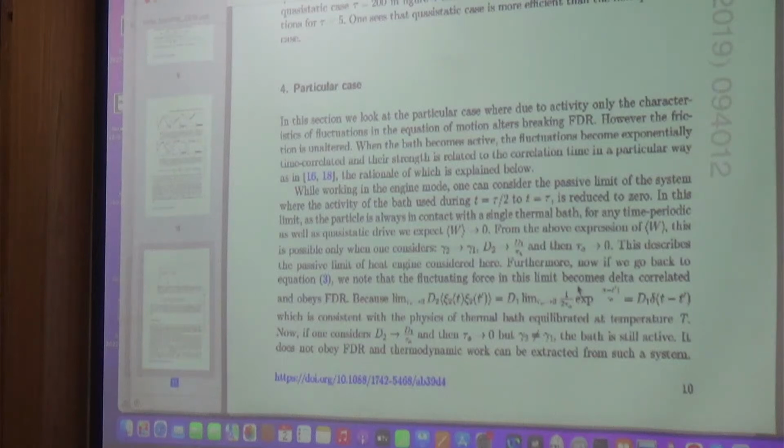In the particular case, I just mentioned this is 1 by tau a exponential of minus t minus t prime by tau a. So if you take tau a tends to 0, you will say D1 is like 2 gamma kBT. So if your tau a tends to 0, you are getting delta-correlated noise there. So you fall back to your thermal case, and if my thermodynamics is correct, then you have your 0 work output because there is the same temperature.